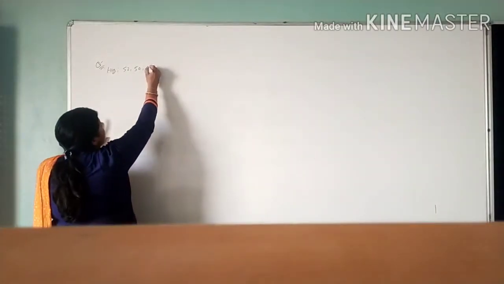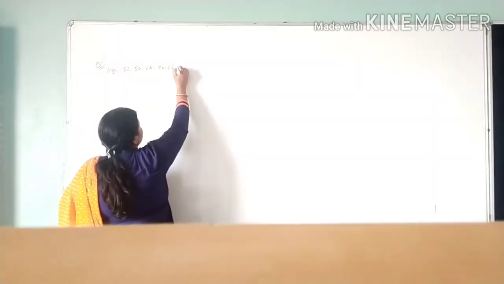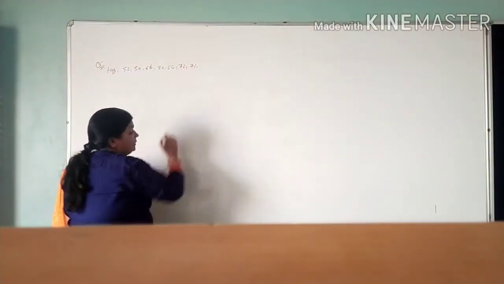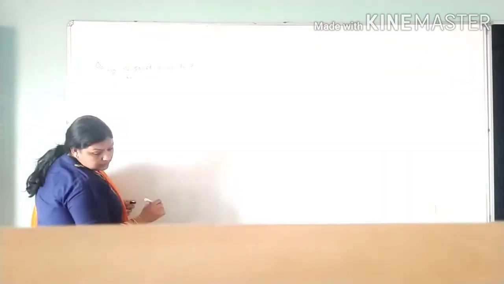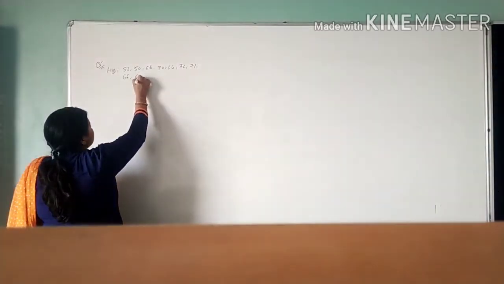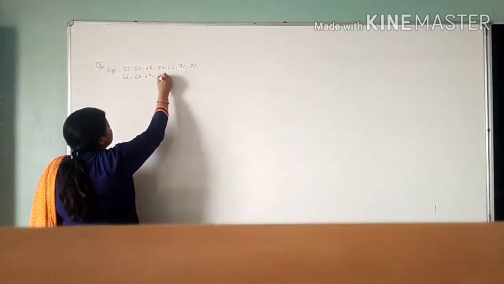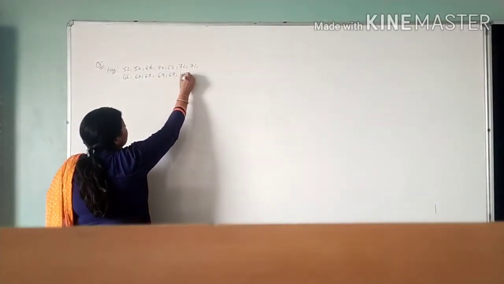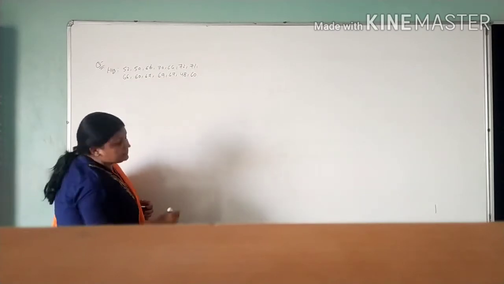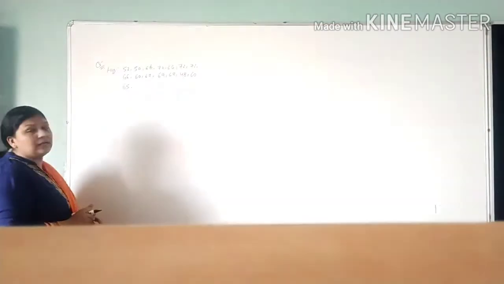The heights are 50, 60, 66, 70, 66, 72, 71, 66, 60, 67, 69, 48, 60, 65. Fine. This is the data of this numerical.